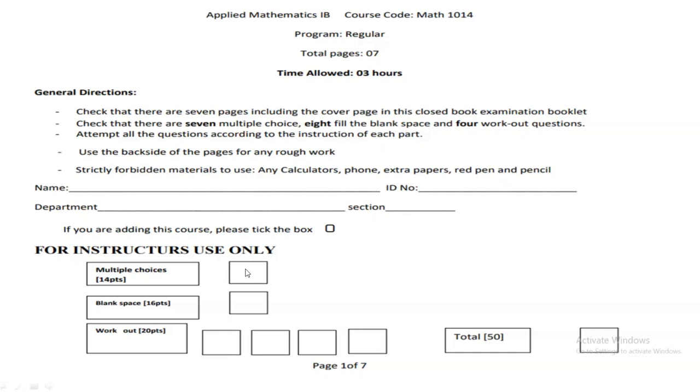So today I have brought one final exam for you. It's an Applied Mathematics 1B final exam. Now I'm going to show you how you can solve all the questions available in this final exam.